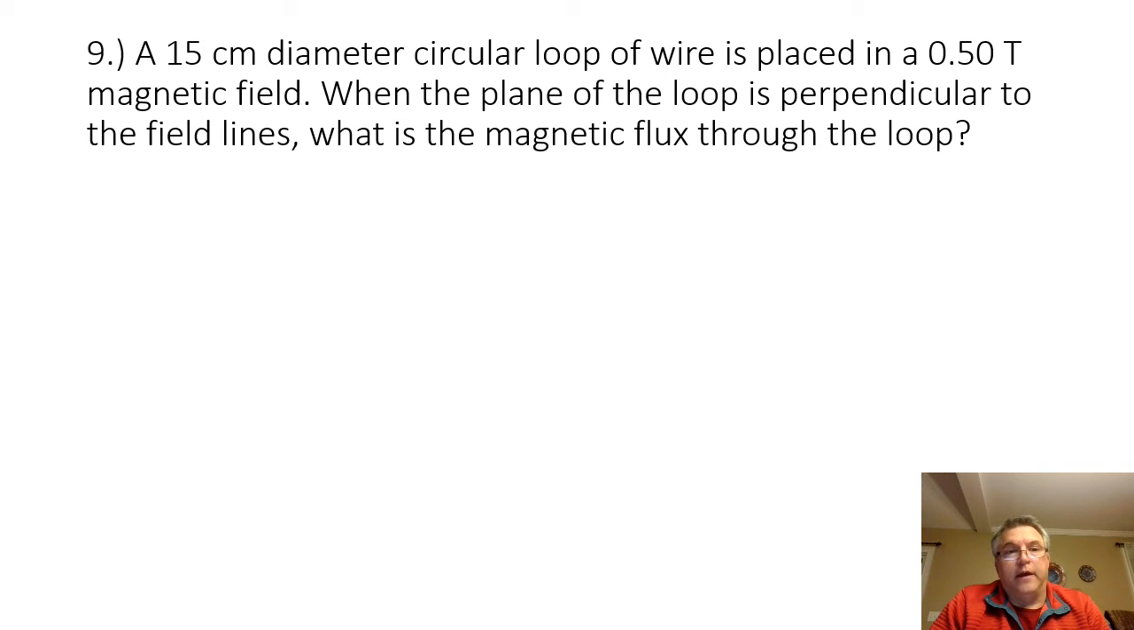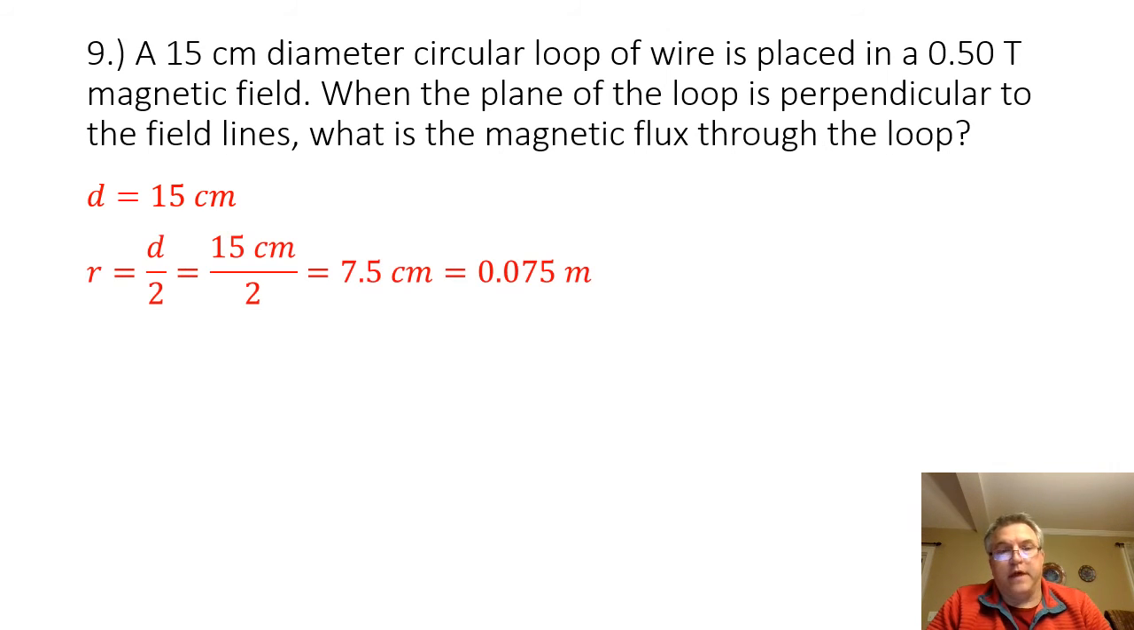Problem 9. A 15 centimeter diameter circular loop of wire is placed in a 0.50 Tesla magnetic field. When the plane of the loop is perpendicular to the field lines, what is the magnetic flux through the loop? Once again, we are given the diameter of the loop, which is 15 centimeters. The radius is going to be half of that, so my radius will be 7.5 centimeters, which will equal 0.075 meters. The magnitude of my magnetic field is 0.50 Tesla, and we are being asked to find the magnetic flux, or phi.